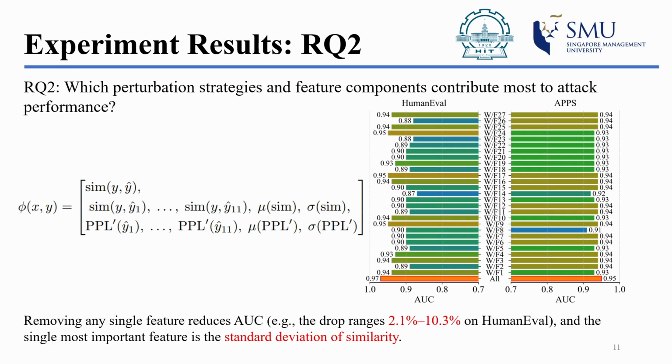For RQ2, we omit feature dimensions and perturbations. Removing any single feature reduces AUC. On HumanEval, the drop ranges roughly 2.1% to 10.3%, and on APPS about 1.1% to 4.2%. The single most important feature is the standard deviation of similarity scores. This aligns with our core intuition that variability under perturbations is a key discriminator.